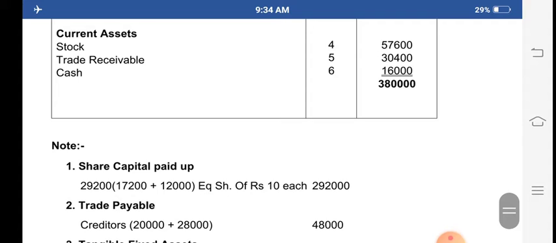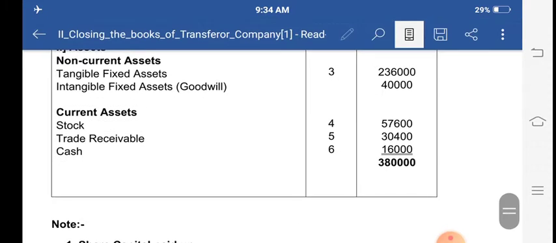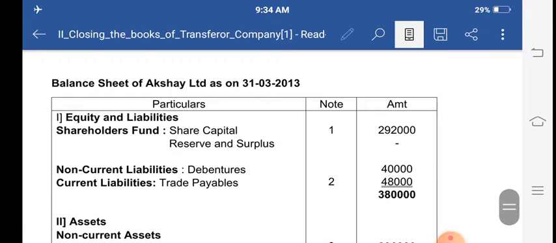Working note, note number 1, related to share capital. There are 29,200 shares: 17,200 plus 12,000, total 29,200. The equity shares have a price of rupees 10 each, so 29,200 into 10 is 2,92,000. We put 2,92,000 in the balance sheet in front of share capital. Next, reserves and surplus.